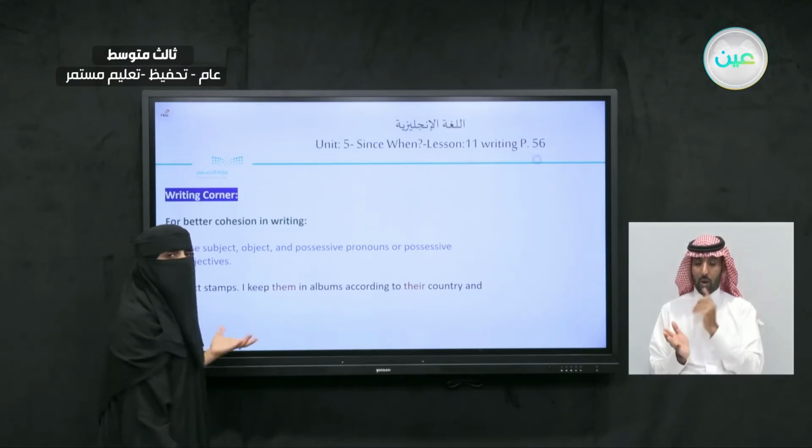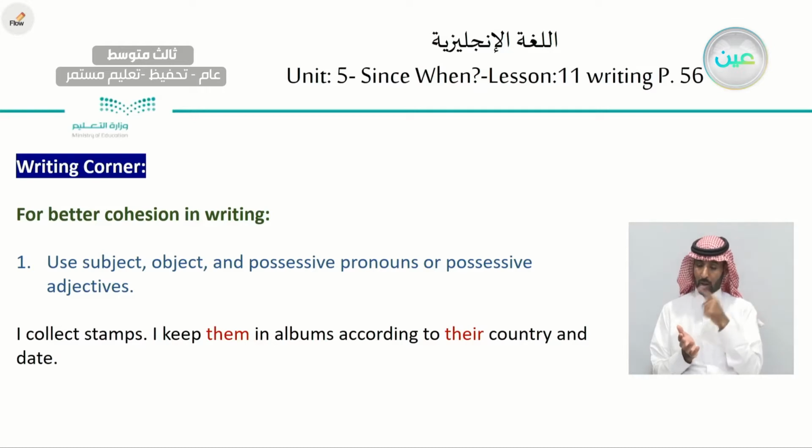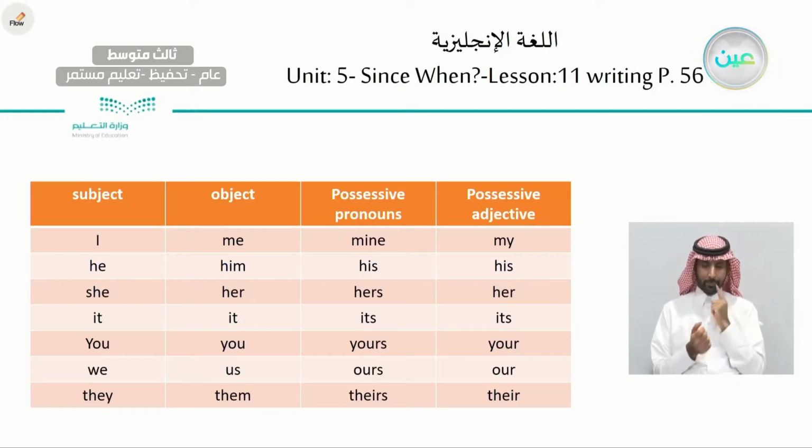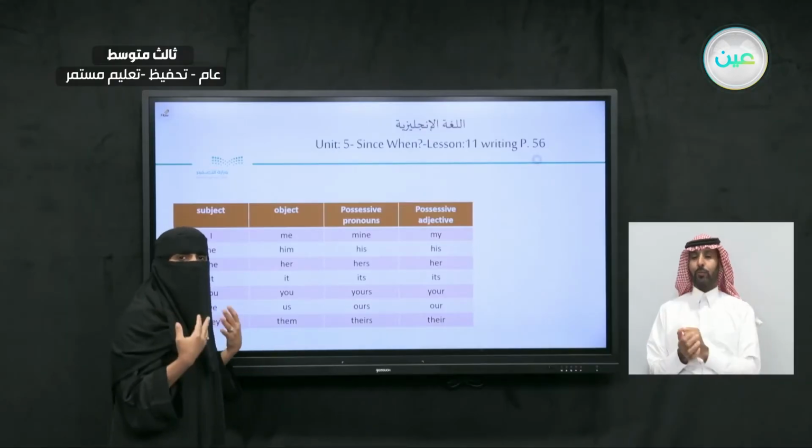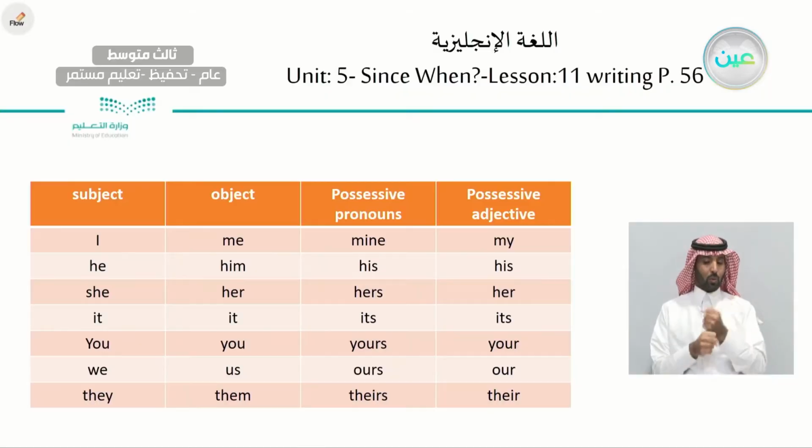To see how they use the pronouns, what is the difference between the subject pronoun, object pronoun, and possessive pronoun, possessive adjectives? How do you know them? This is a table to make everything easier for you. We can see the subject pronouns like I, he, she, it, you, we, and they. This is when we are the subject. When we are the object of the sentence, we say, he sent the paper to me. So the object pronouns are me, him, her, it, you, us, and them.